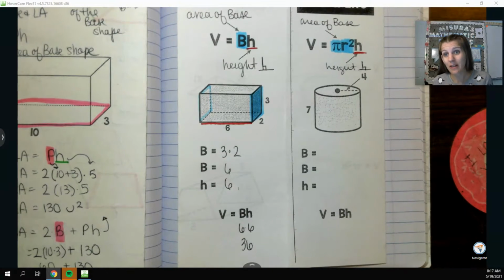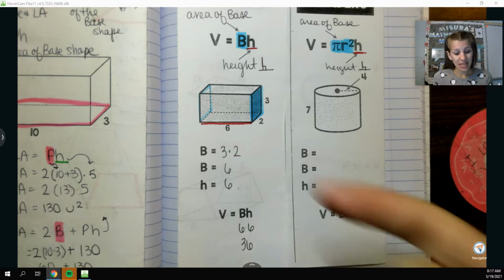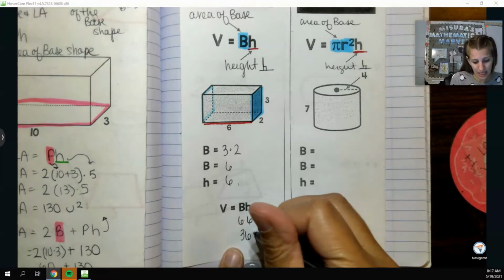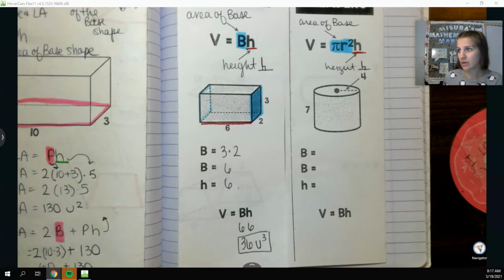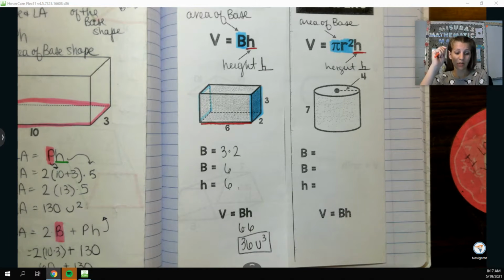Now, whenever we're doing volume, that is a degree higher than area, because area was like 2 sides multiplied up. This is sort of 3 sides multiplied up, so we get units cubed. So always for volume, it's units cubed.